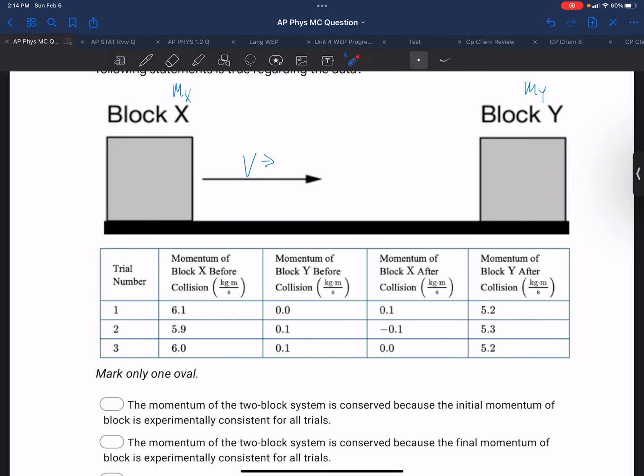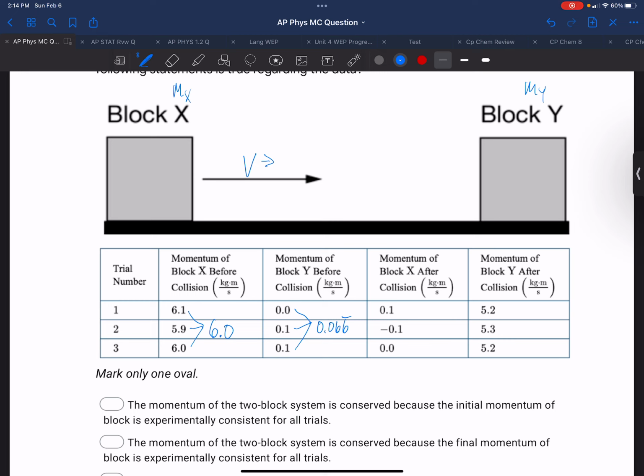So we look at the data. The first thing we see is that there are 3 trials of the momentum x beforehand. So we obtained 3 different values, and we can see that the mean value would be 6.0. Now, momentum y beforehand, we have these 3 values. And that value would be 0.066 repeating.